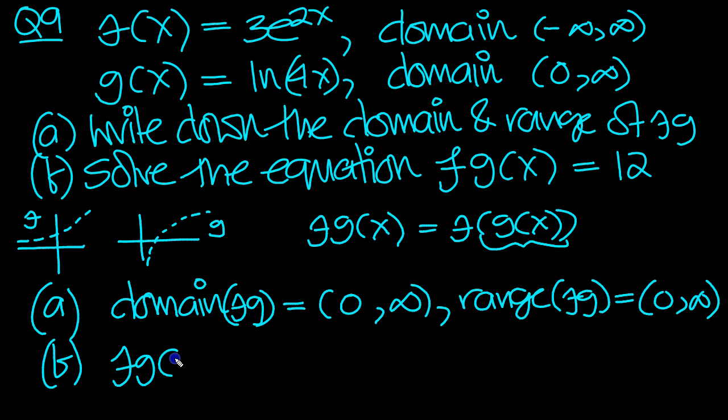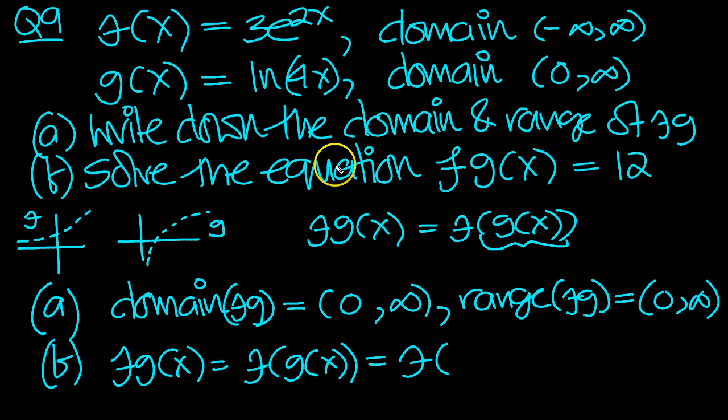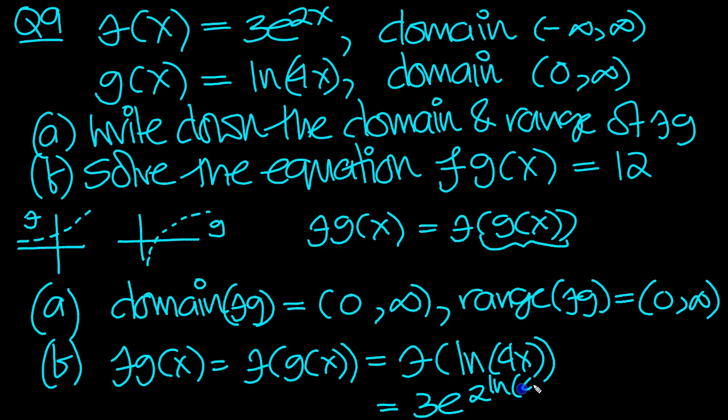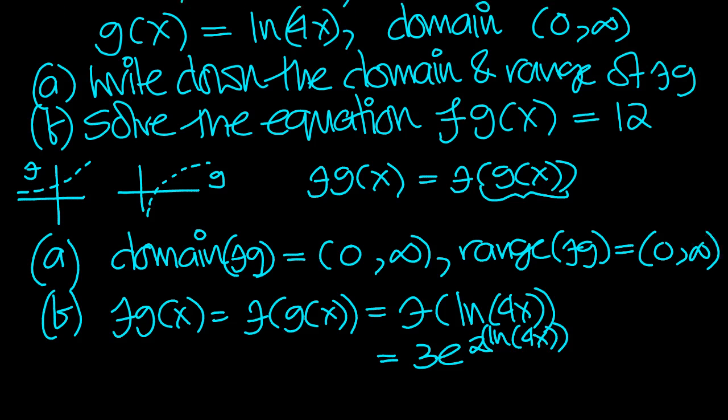B. Solve the equation fg of x equals 12. So fg of x is equal to f of g of x, which is f of ln 4x. F sends something to 3e to the 2 times something, and in this case the something is ln 4x. There's our composite function emerging. So that's 3e to the 2 ln 4x, and that equals 12, doesn't it?